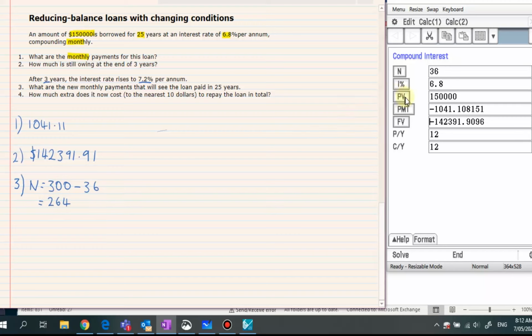Now we know that the interest has gone up, but we want to know the new monthly repayments. So the other thing that we have to change is our present value is no longer $150,000. Okay, our present value after 3 years is $142,391.91.